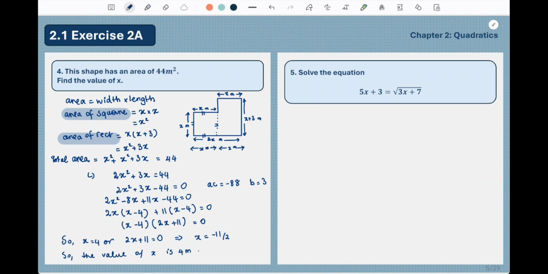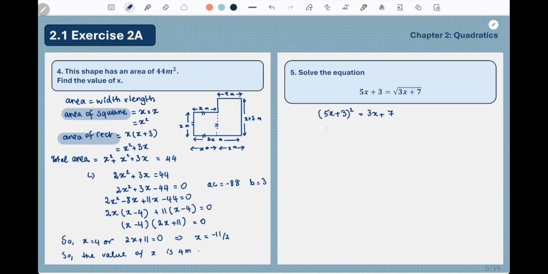So solve the equation 5x plus 3 equal to the square root of 3x plus 7. I want to get rid of the square root, it's getting in my way. So there's a way to do that: I can raise everything to the power of 2 on the left hand side and the right hand side. So this is going to become (5x plus 3) squared equal 3x plus 7. So here we can deal with this equation.